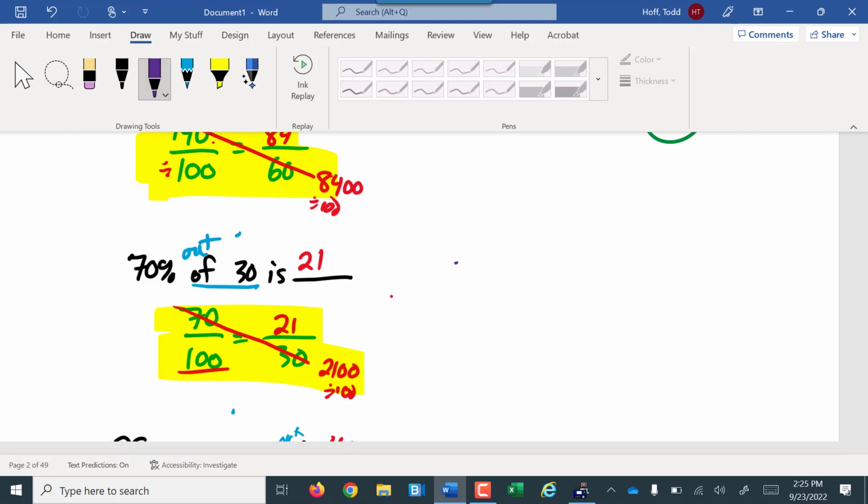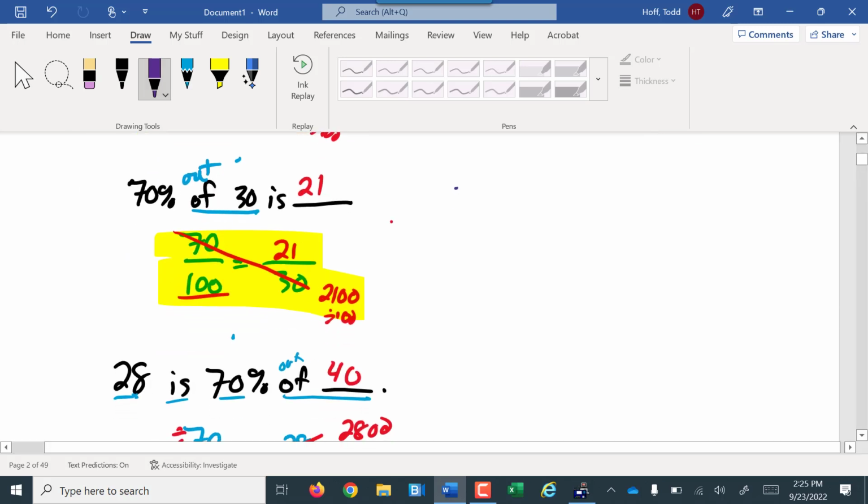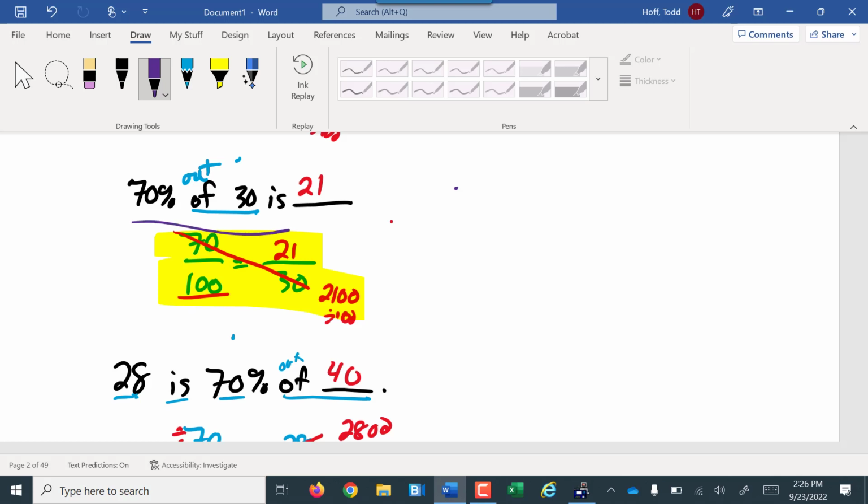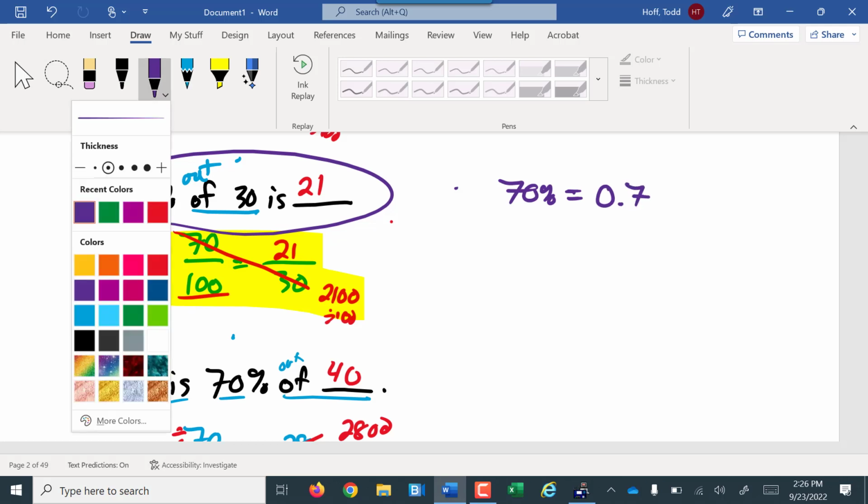So for this one, what's our percent for this next one? 70%. What's that going to be as a rate? 0.7. What do we do next?